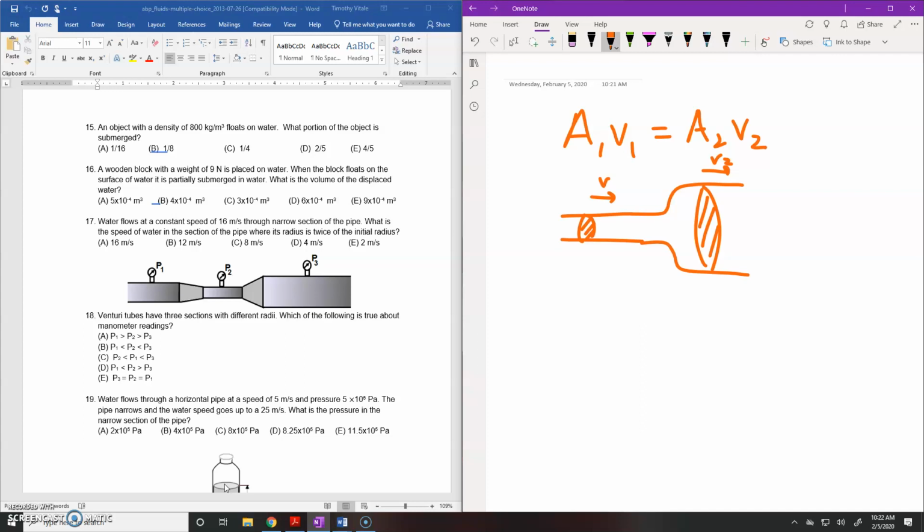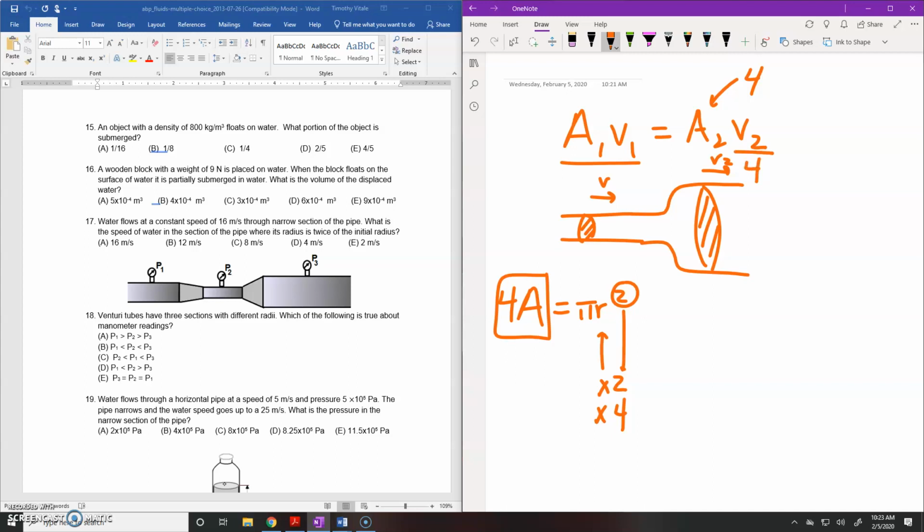So if we're doing twice the radius, you have to understand that the area of the cross-sectional pipe is going to be pi times r squared. So if you double that radius, the double gets squared, which means it's actually times 4. So that means that we're going to have 4 times the area. So therefore, if I multiply this side by 4, and this is going to stay constant, then I have to divide this side by 4.